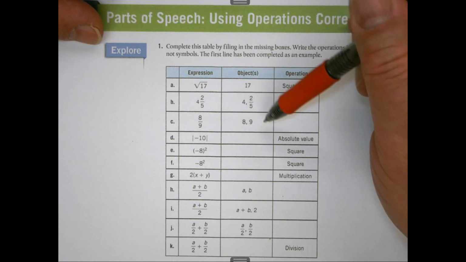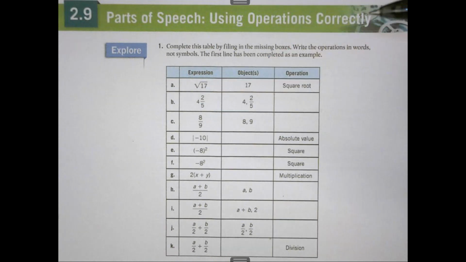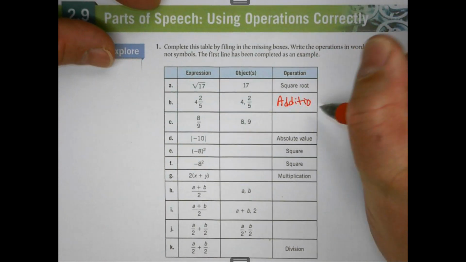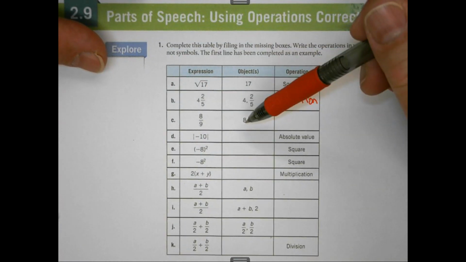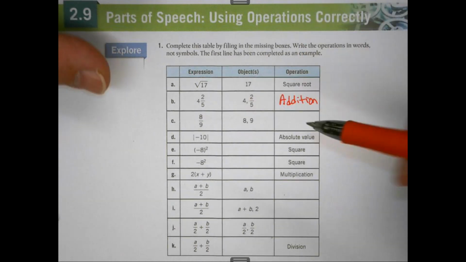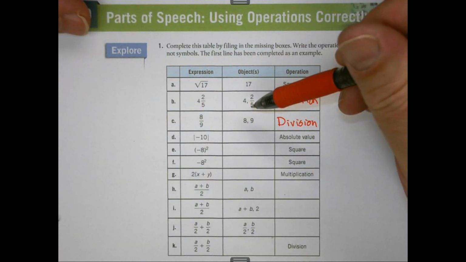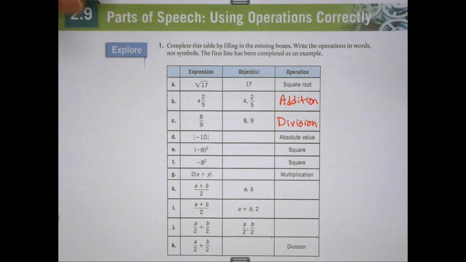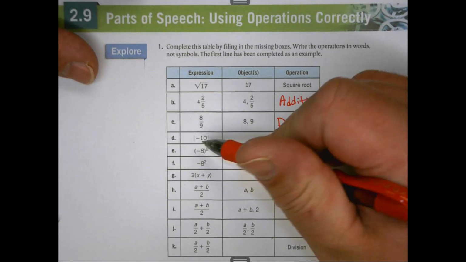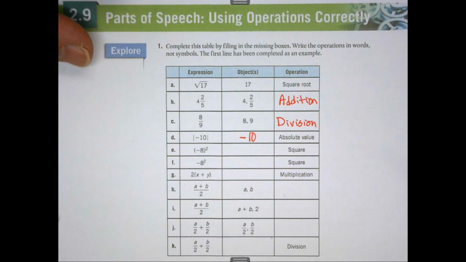They give us the numbers 4 and 2/5. And in this column, we're adding the two together, 4 and 2/5. So the operation's addition. Now here we're given the numbers 8 and 9. The expression 8/9, we're using division here. And that's what I mean by it's easier to go from the middle column and describe the operation. Okay, so the object here, what's inside the absolute value, is -10, the actual number.